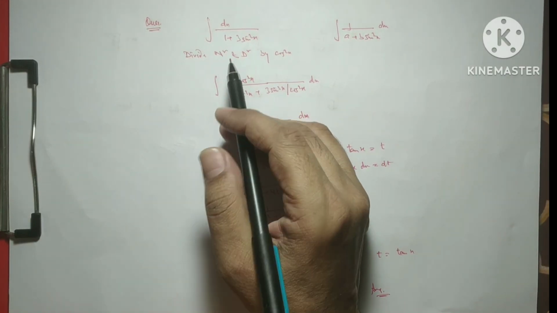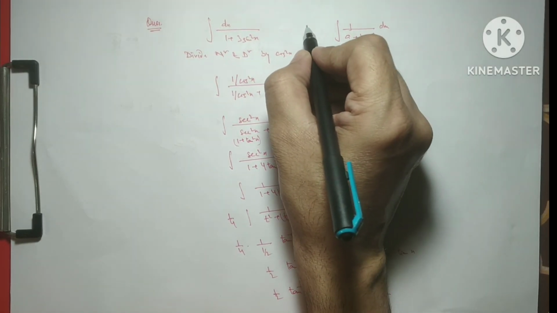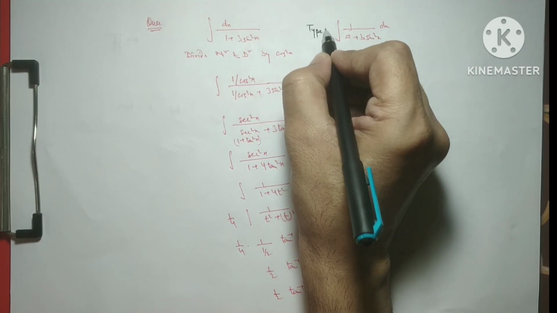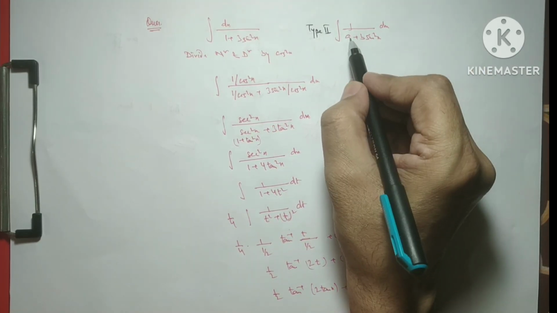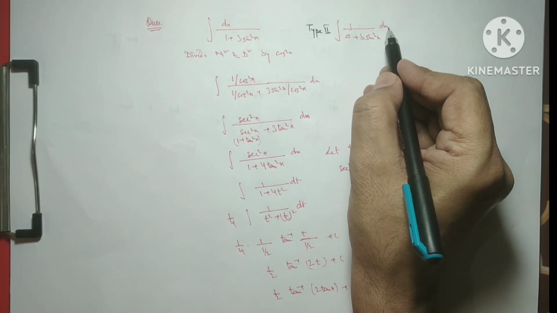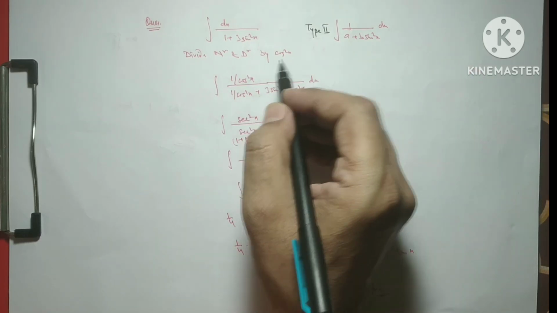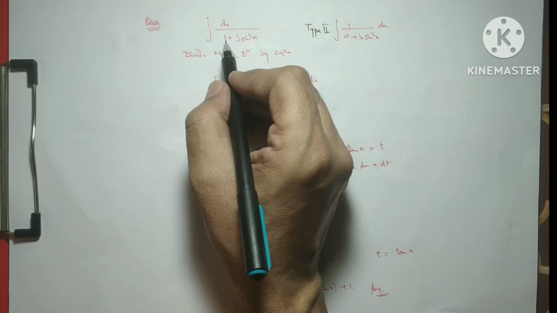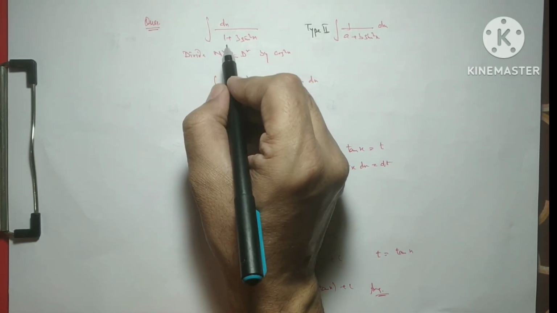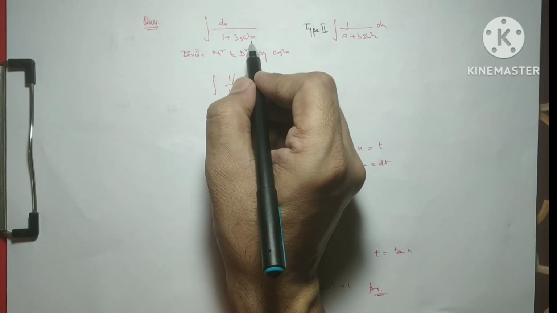Now the next, type 2, is 1 over a plus b sin square x dx. So according to this type we are taking the question dx over 1 plus 3 sin square x.